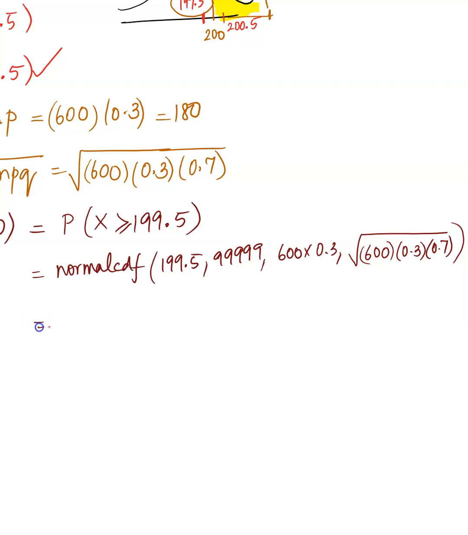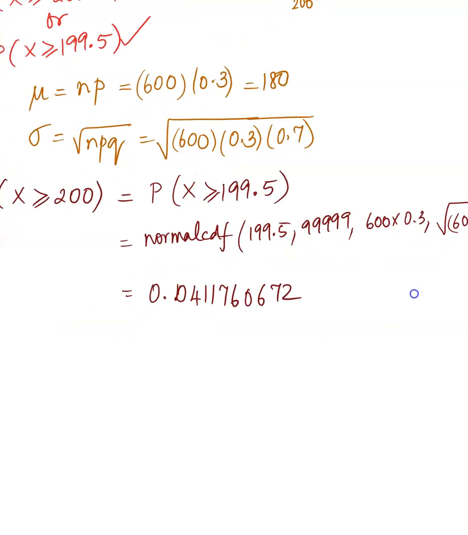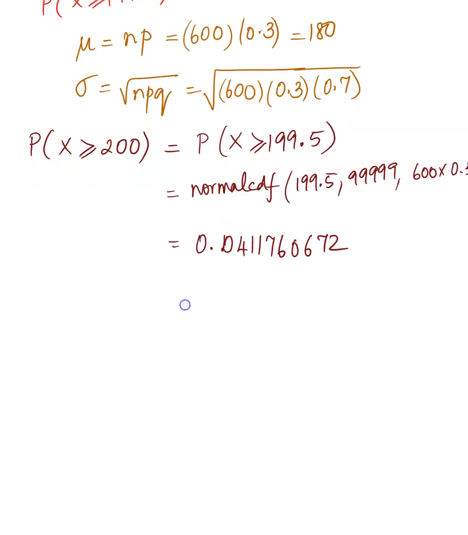If you did all that, your answer should come out to be 0.0411760672. This is what I get, and of course you can round this to 4 decimal places, 0.0412. So the probability that at least 200 incoming freshmen have elected to enroll in the statistics course is 4%.